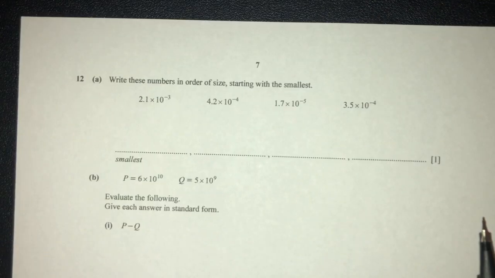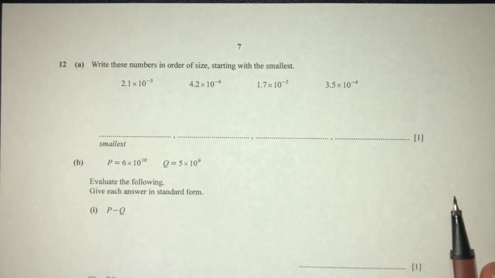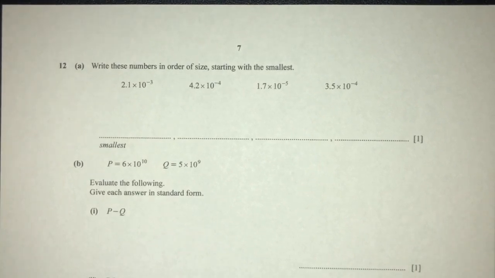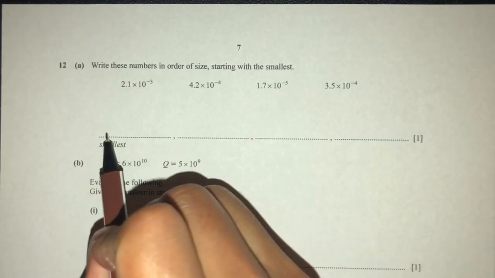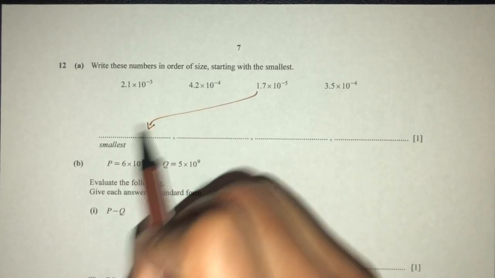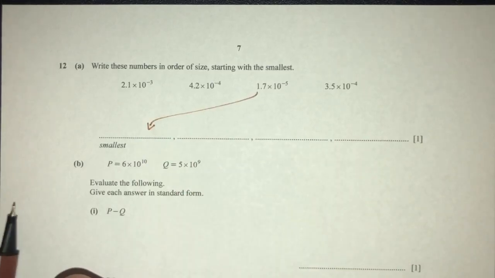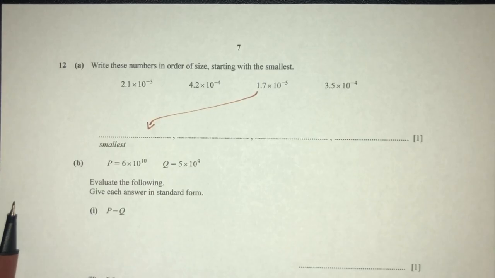Now let's move on to question number 12. We have to write these numbers in order of size, starting with the smallest number. Let's see which one is the smallest. Obviously, this one will have to be the smallest because the power is the most negative. That will be this one. Then which one will be the next smallest? It will be this one.